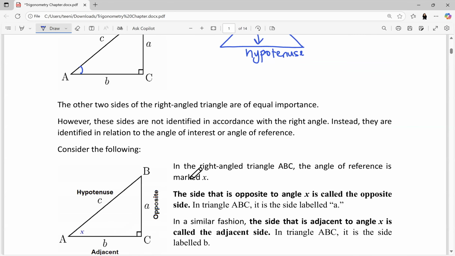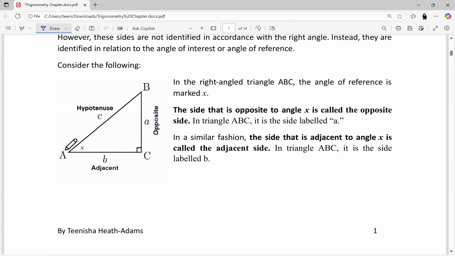interest, right? So in this triangle, ABC, side a is opposite angle A, side b is opposite angle B, and side c is opposite angle C. We already know that the side opposite angle C is the hypotenuse, right? To name the other two sides, we identify the angle of reference or our angle of interest. And in this triangle, it's here, angle A. All right. So the side that is opposite angle A, right, is called your opposite side.